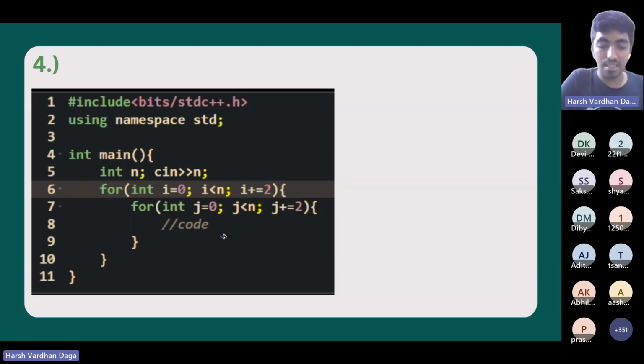So we can write the greatest integer of n by 2, or a floor of n by 2. That is basically the greatest integer of n plus 1 by 2. So the time complexity of this will be O of n, and hence the time complexity of the code will be O of n square.